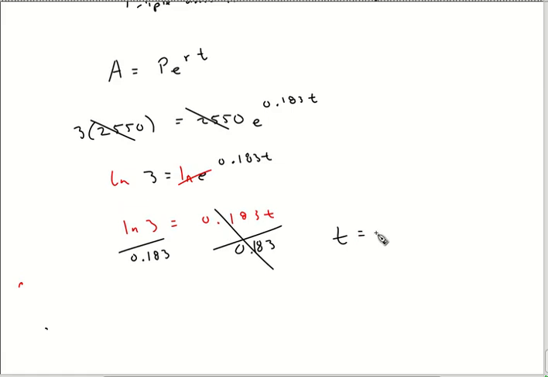So t is equal to, do the math. I'm just flipping the page in this particular case. ln of 3 divided by the 0.183, and I got 6.0033 years. They want a whole number. 6. Wow, you did it.